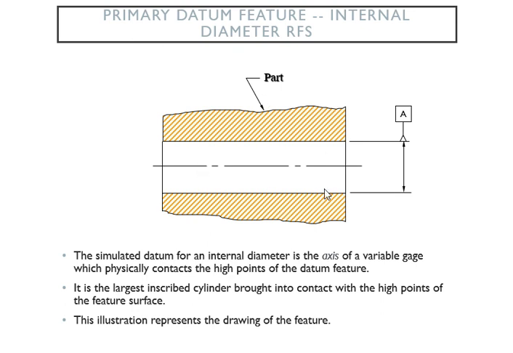Since we're dealing with the internal diameter, the counterpart is going to be the largest inscribed cylinder. So the internal diameter counterpart is the largest inscribed cylinder, brought into contact with the high points of your feature surface, which is this guy right there. And I'm telling you again, don't try to force yourself to relate the internal diameter and the largest inscribed. We're talking about this is the inscribed inside your cylinder.